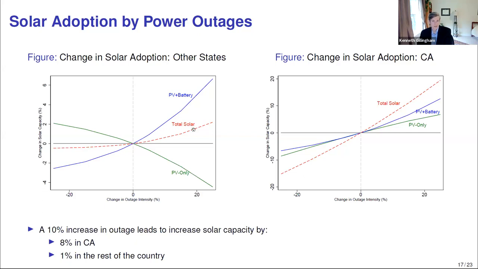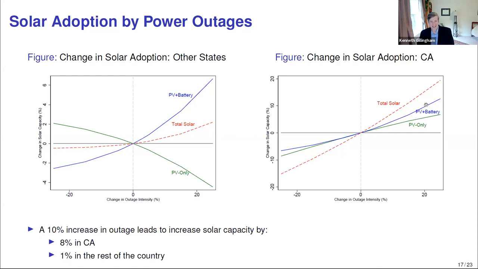However, some of those who adopted this PV and battery chose to adopt the PV and battery instead of adopting PV only. And that's what we see here. So PV only is negative. So people are not adopting PV only because batteries are available. And so they're adopting PV and battery. And so when outages increase, you're basically cannibalizing the PV only group and shifting them to PV and battery, to co-installation.